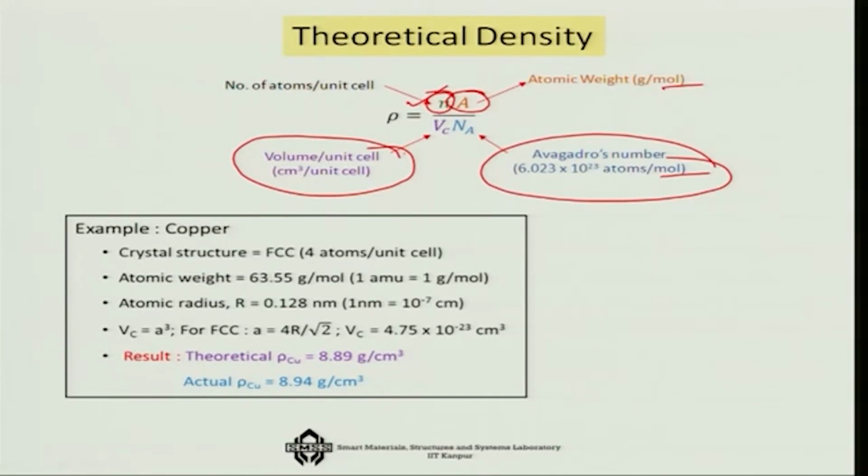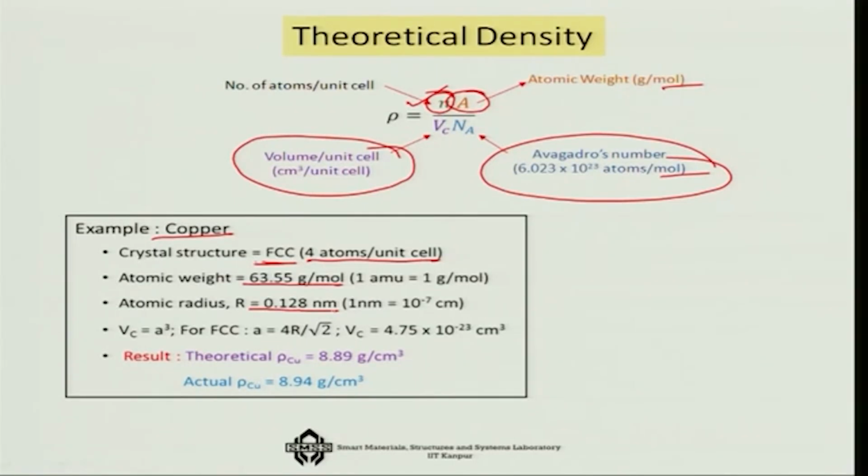Let us try to use it for a simple material like copper. Copper structure is FCC, and you can find out that FCC has 4 atoms per unit cell. Now, what is the atomic weight of copper? That is 63.55 gram per mole. And what is the atomic radius? That is about 0.128 nanometer. From X-ray crystallography and such things, you can find out the atomic radius of a system.